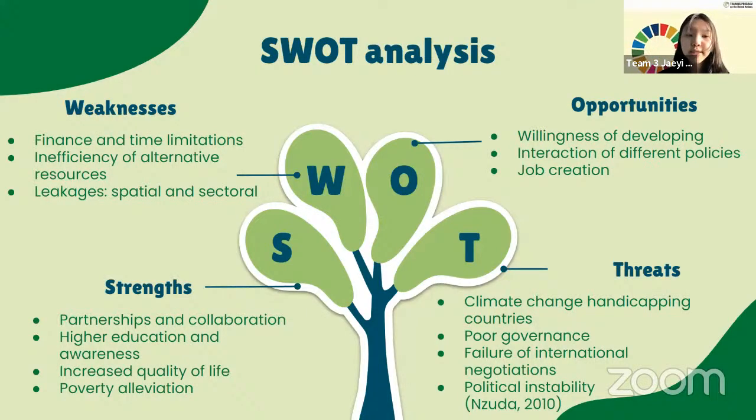Third are the threats to climate change mitigation. Climate change may handicap countries, such as through natural disasters. There may also be poor governance or political instability, perhaps due to corruption, inequality, discrimination, and even war. Lastly, international negotiations may fail due to uncooperative communities and institutions.